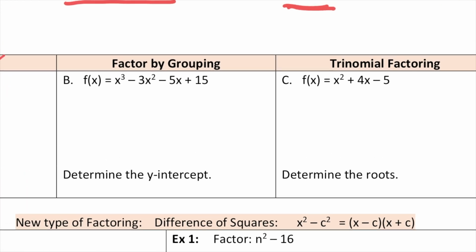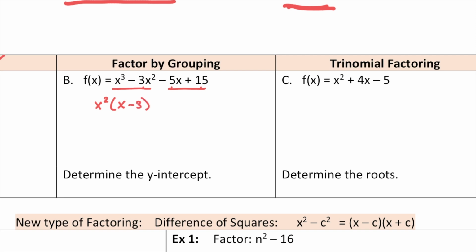For our second type of problem, we're going to do factor by grouping. Count the number of terms. You see 1, 2, 3, 4. Because there are 4 terms, factor by grouping might be our best way. So we're going to put our two groups together, look for a GCF for these two groups. So I have left with x squared times x minus 3.